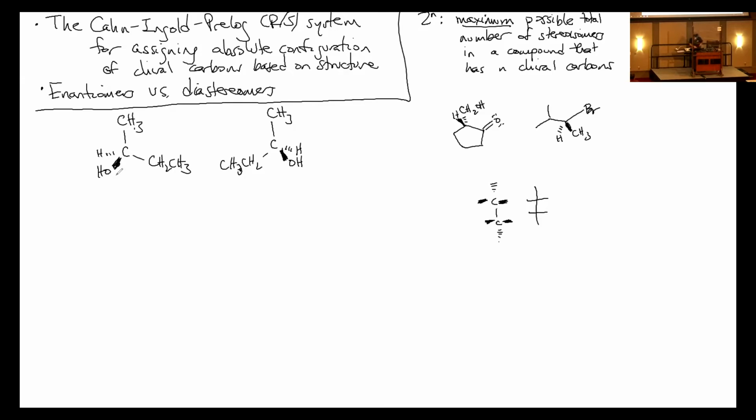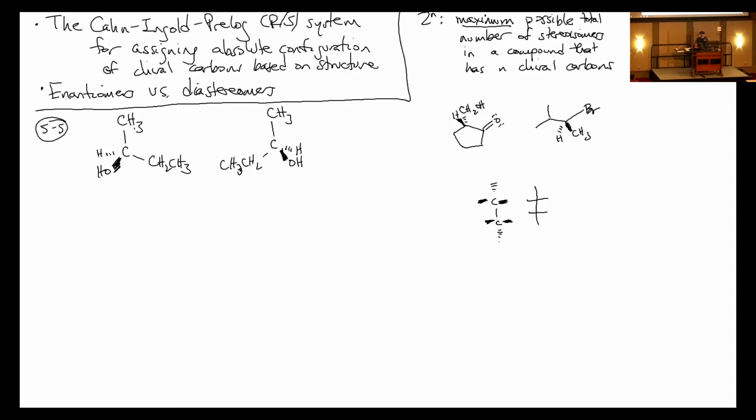So maybe I'll write that over here, 5.5. So you can find all that in the class notes. I've given you all that. Let's then learn how to apply it. What the rule says is that we're going to assign all 4 of the groups on the chiral carbon a priority from 1 to 4.